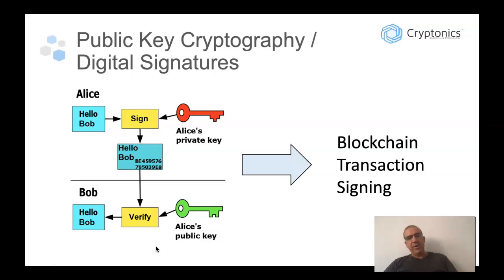And that's how blockchain transactions work. They are signed using public key cryptography. So these transactions are not secret. They're completely public, visible to anyone on the blockchain. But anyone can use the public key of the sender to verify the sender of a transaction, which is very powerful.